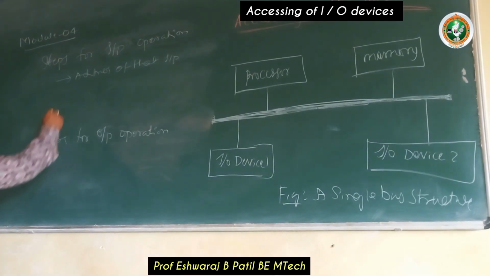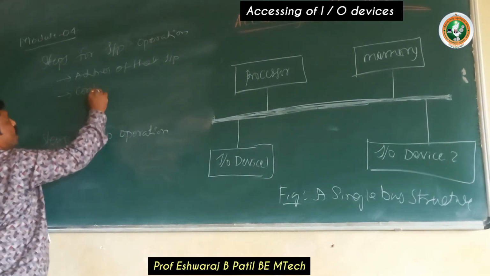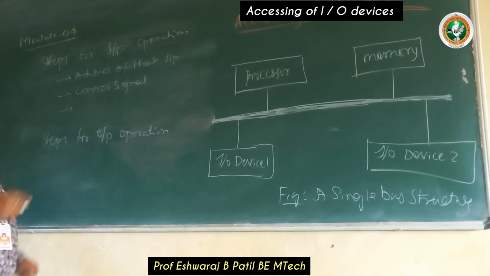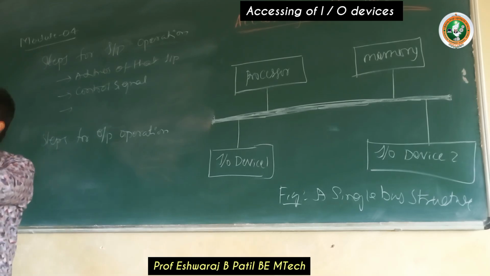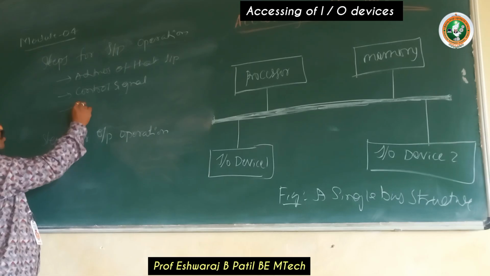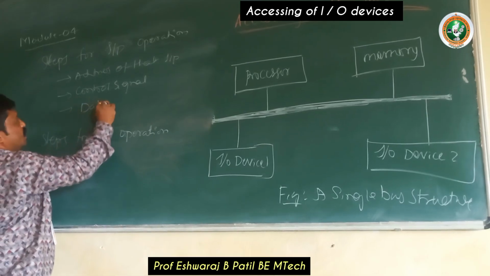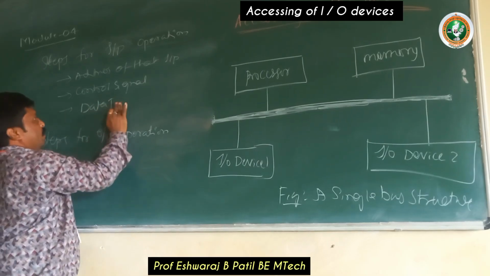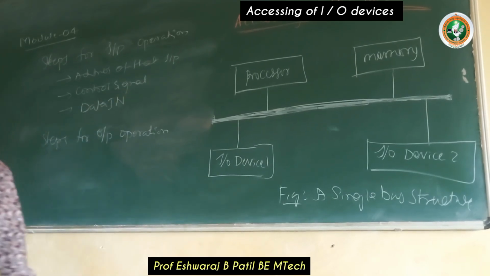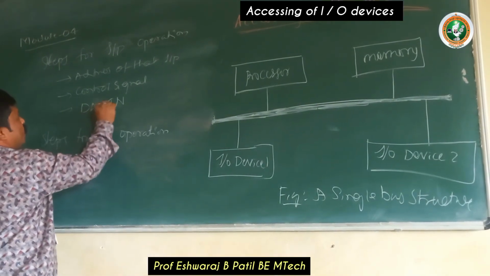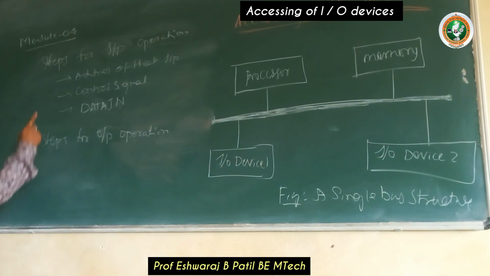The processor has to send the control signals. Then if I want to communicate with the input device, the input device has to send the signal, and it also has to communicate with one register, that is called the data in register. Similarly, there are steps for the output.